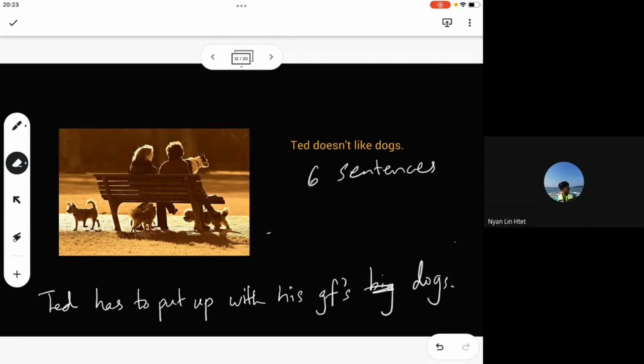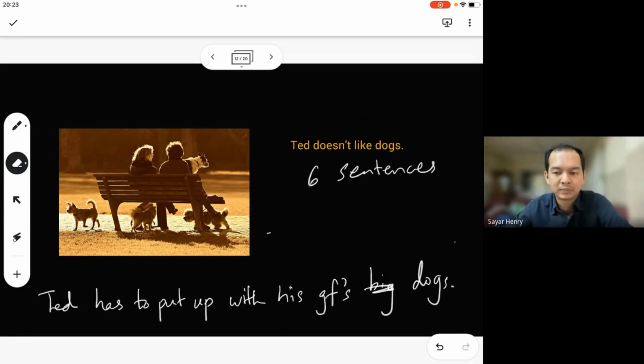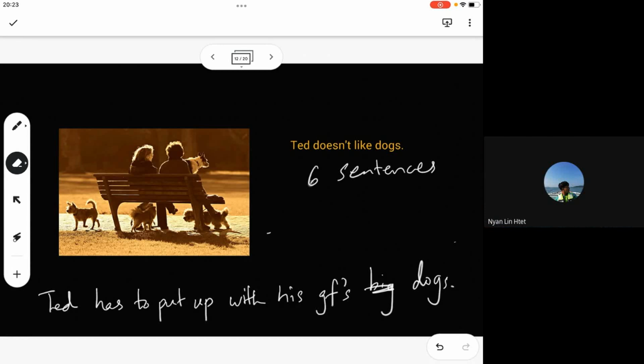There is a boy who loves most of the animals and pets except dogs. His name is Ted. And he started hating dogs. One day a dog bit his lovely kitten. Okay. And so he started hating every dog.